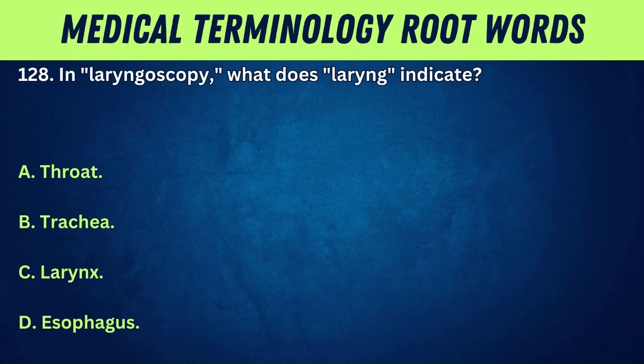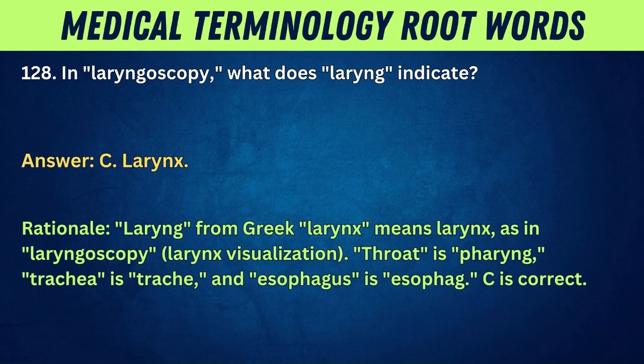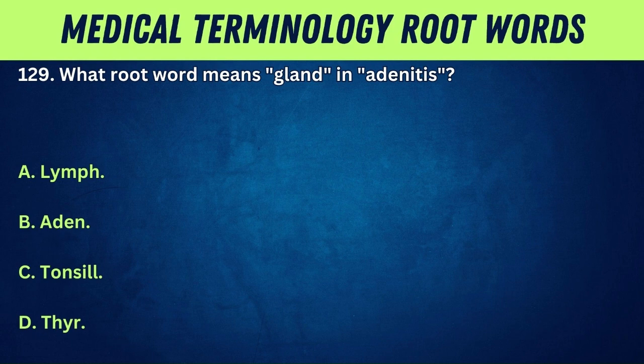Larynx. D. Esophagus. Answer, C. Larynx. Rationale. Laryng from Greek. Larynx means larynx, as in laryngoscopy, larynx visualization. Throat is pharynx, trachea is trache, and esophagus is esophag. C is correct.